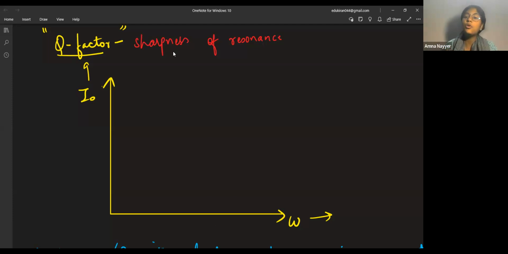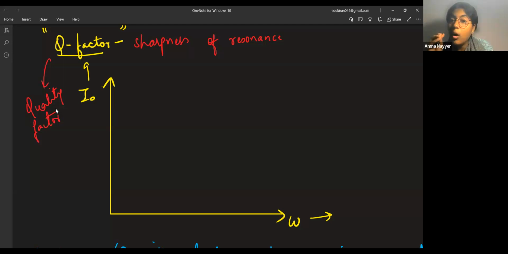So Q stands for quality factor. Quality factor basically tells the quality of resonance. Now see, when the graph is between I versus omega, look here, omega is equal to 1 by under root LC. So a very low value of resistance will give you a high value of current. All right, a high value of current.